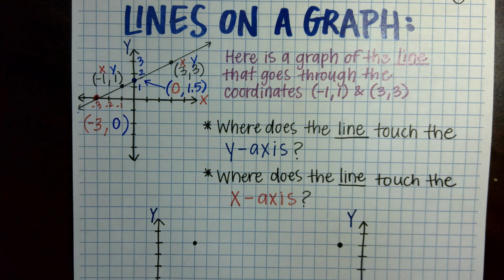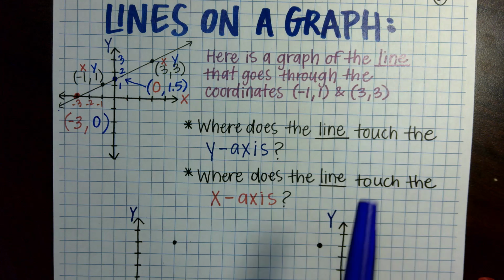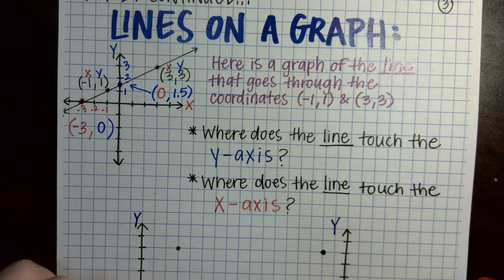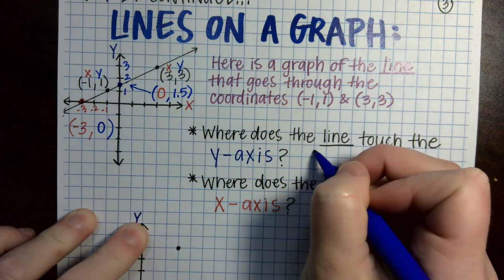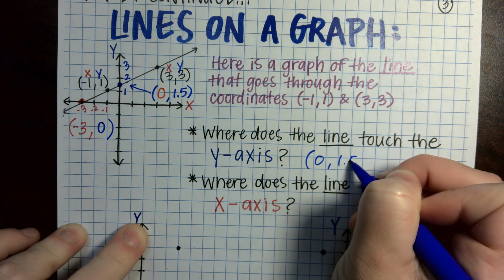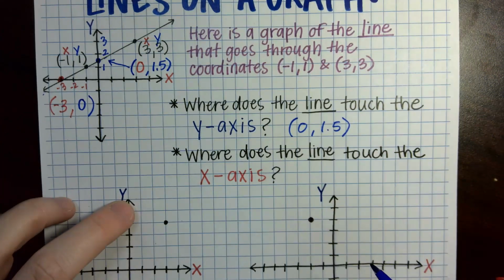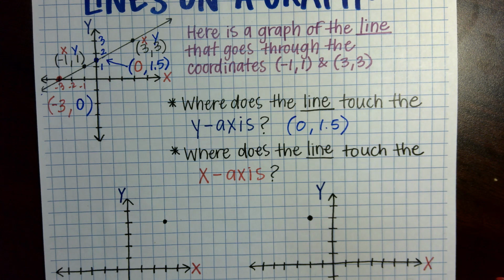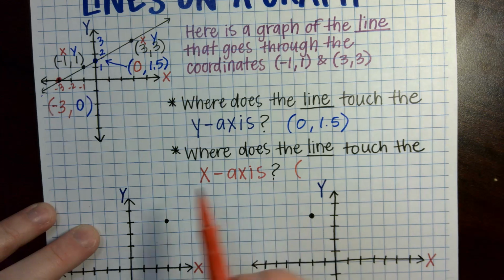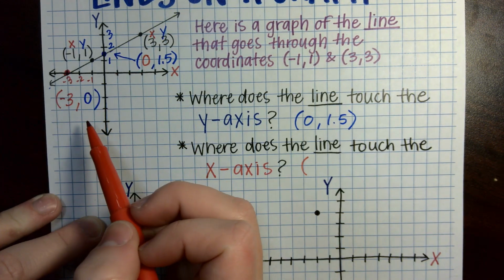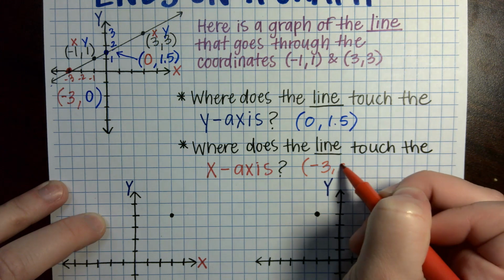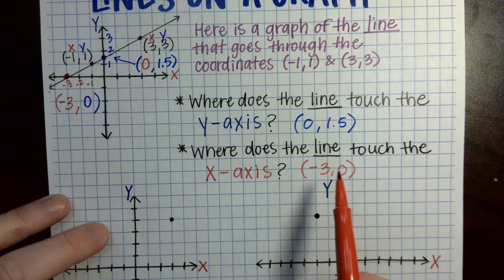So let's go ahead, and I labeled it over here, but I'm going to write it next to this. So where does the line touch the y-axis? We found out that it touches it at 0, 1.5, and where the line touches the x-axis, what coordinate did we find for that? -3, 0. Good.